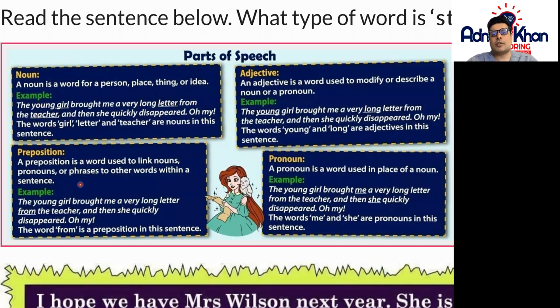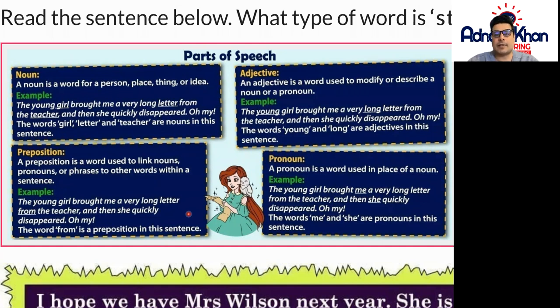So a preposition is a word used to link nouns, pronouns, or phrases to other words within a sentence. So for example, the young girl brought me a very long letter from the teacher and then she quickly disappeared. The word from is a preposition in this particular sentence because it's coming from a certain link. Prepositions could also be other words like below, above, on the side, and so on.